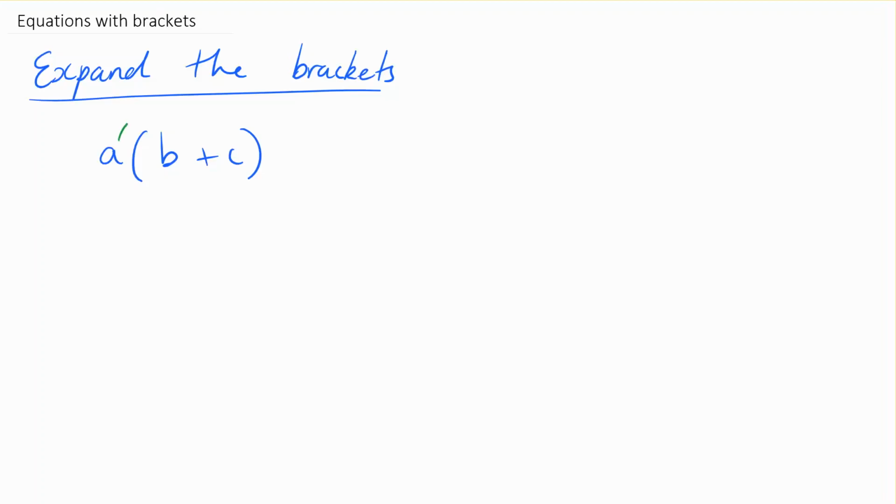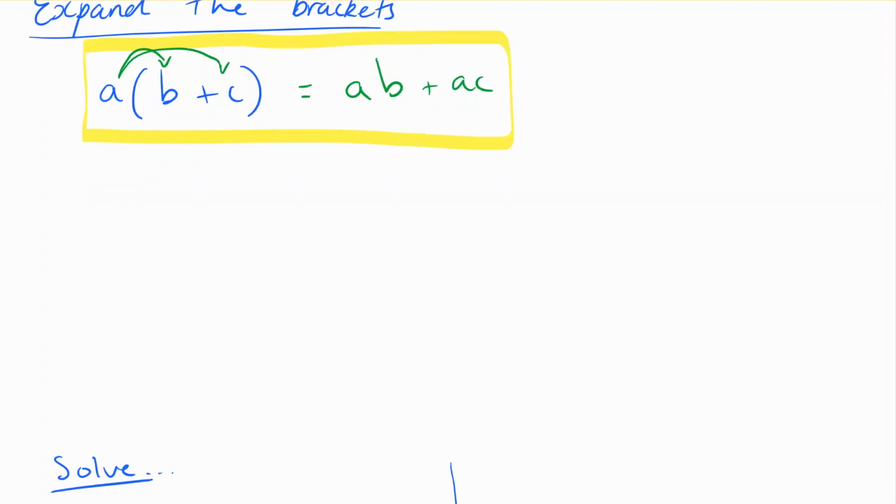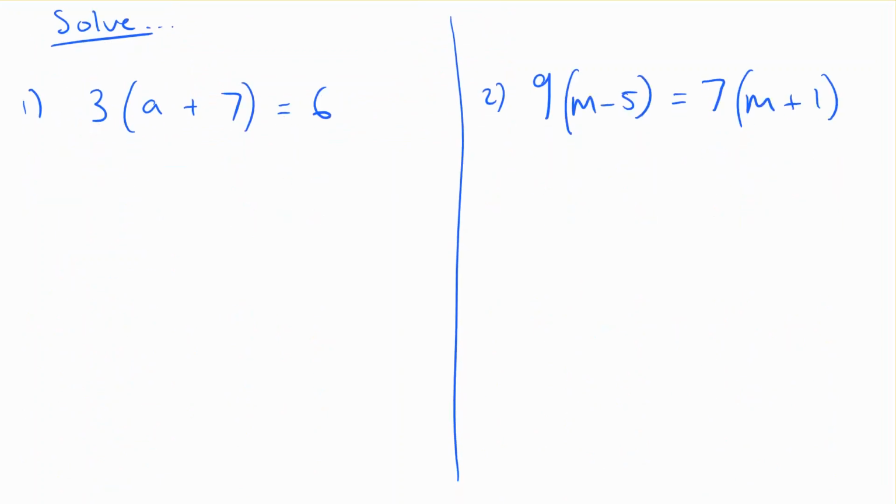So remember, we go a times b, which is ab, and then what is a times positive c? It's ac plus ac. So everything inside the brackets has to be multiplied by this term out the front. So that's the basic rule for expanding. So let's highlight that. Let's actually have a look at some questions, some equations now. Solve 3 bracket a plus 7 equals 6.